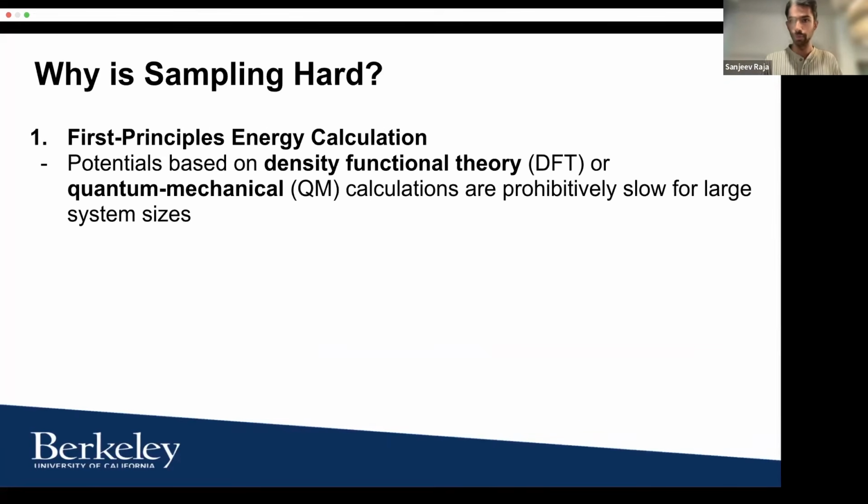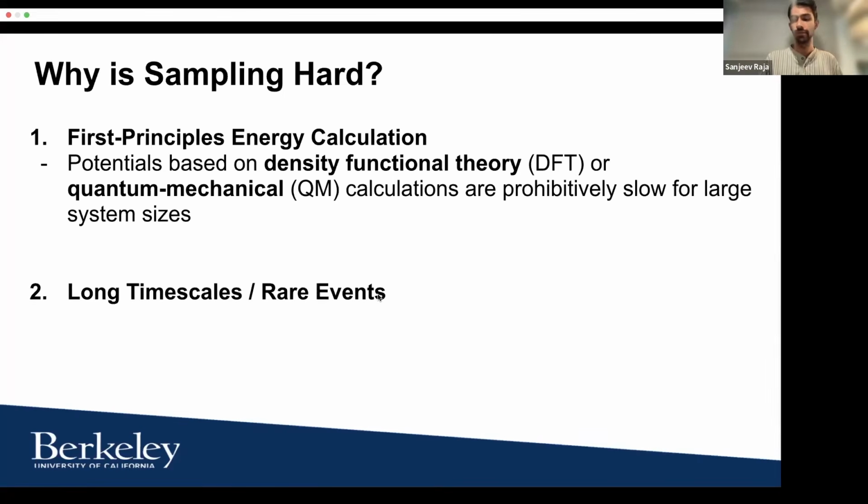So these potentials are often based on methods like density functional theory or quantum mechanics, like solving the Schrodinger equation precisely. And doing this is pretty prohibitive for large systems that we care about, like proteins and materials and things like that. And so we typically need some sort of approximation to the energy function. These days, the hot topic is machine learning force fields as a surrogate model for these energy functions.